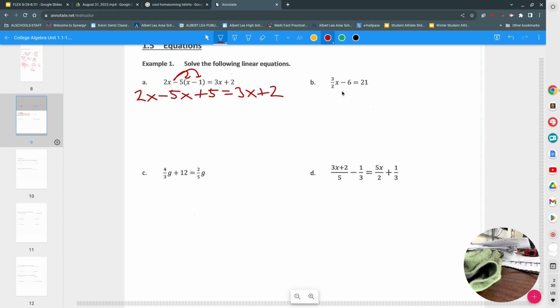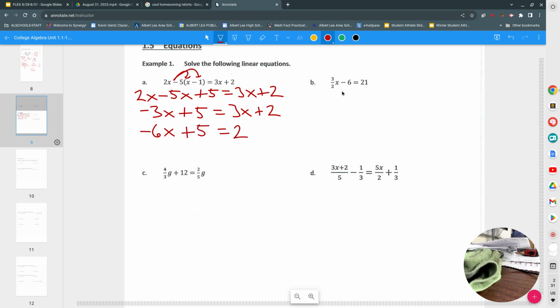Now we can simply gather our like terms. Notice that the 2x and the negative 5x make a negative 3x plus 5. And on the other side, we have a positive 3x plus 2. I'm going to gather my x's on the left. You can do the left or the right. It's up to you. Negative 6x plus 5 is equal to 2.